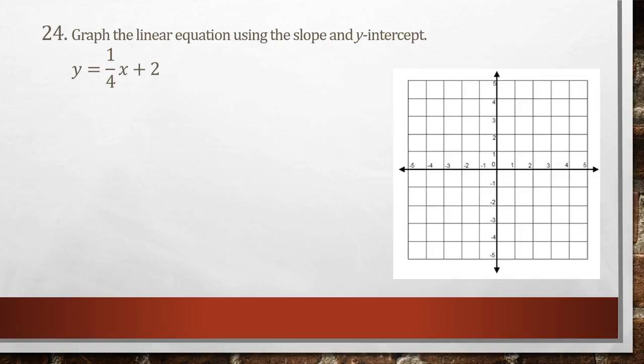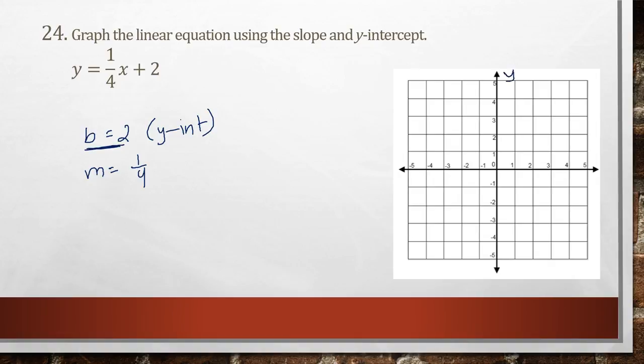Number 24 says graph the linear equation using the slope and the y-intercept. So again, slope and y-intercept. It's already in slope-intercept form for us, so we know that our b is 2, that's our y-intercept, and our slope is 1 over 4. So we're going to use this information in order to graph this linear equation. So the first step is to always plot your y-intercept, because that's the easiest one. It's just a point right on the y-axis.